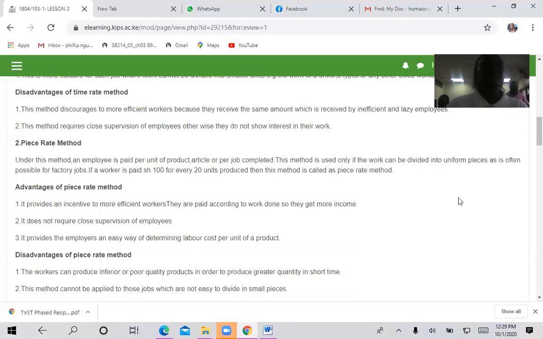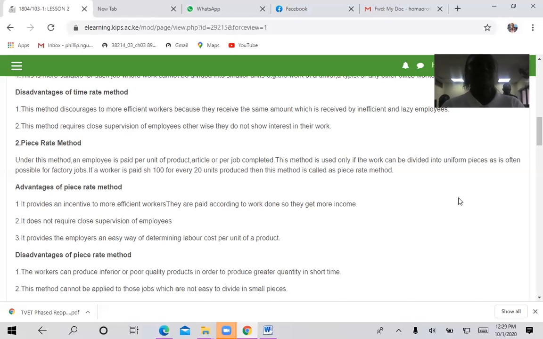Another method is piece rate method. Under piece rate method, an employee is paid per unit of product, article, or per job completed. So this method is used only if the work can be divided into uniform pieces, as is even possible for factory jobs. If a worker is paid, for example, 100 shillings for every 20 units produced, then this method is called piece rate method.